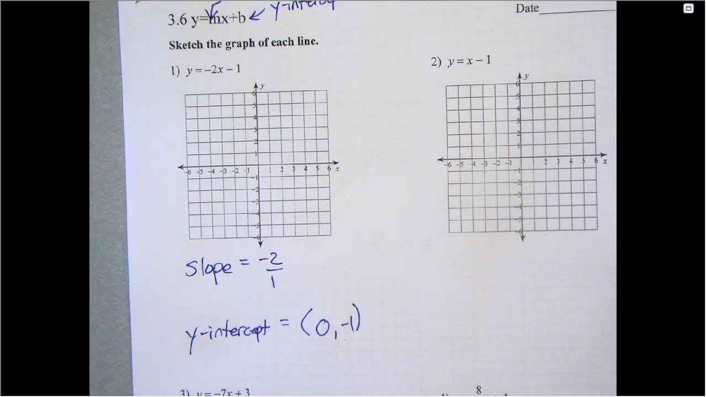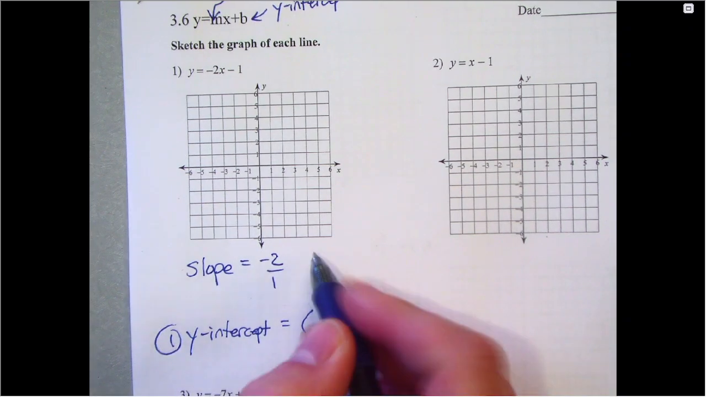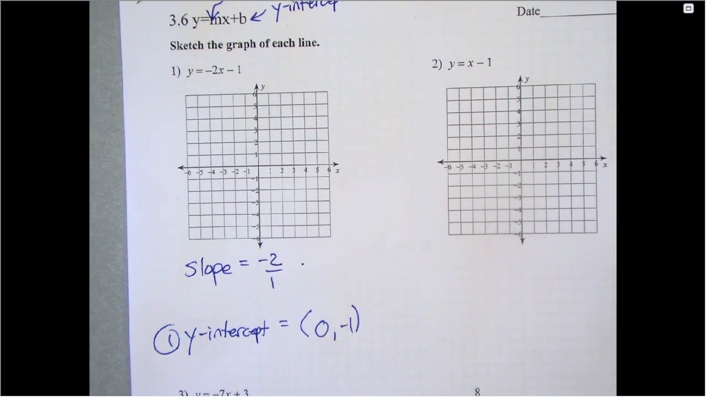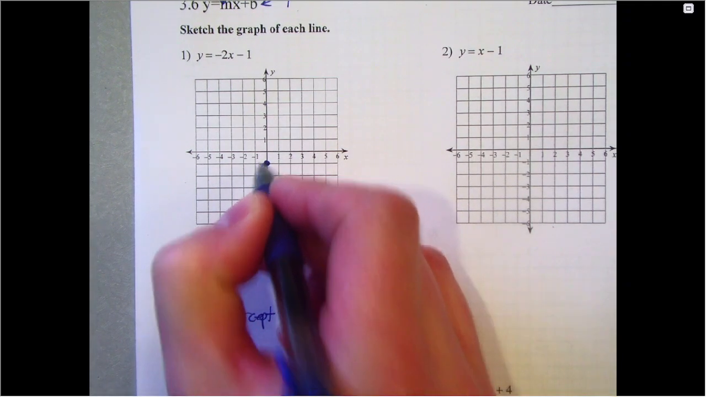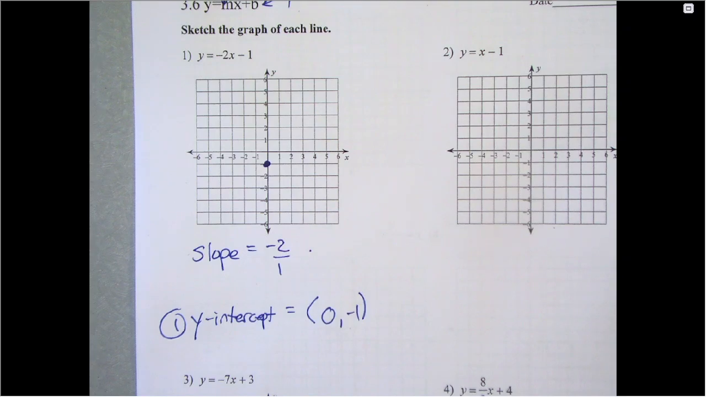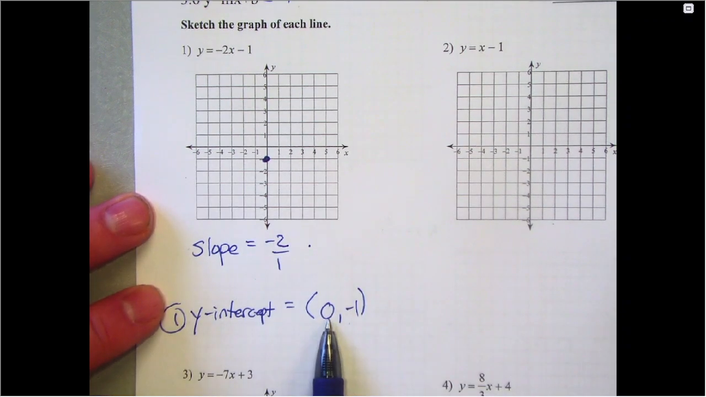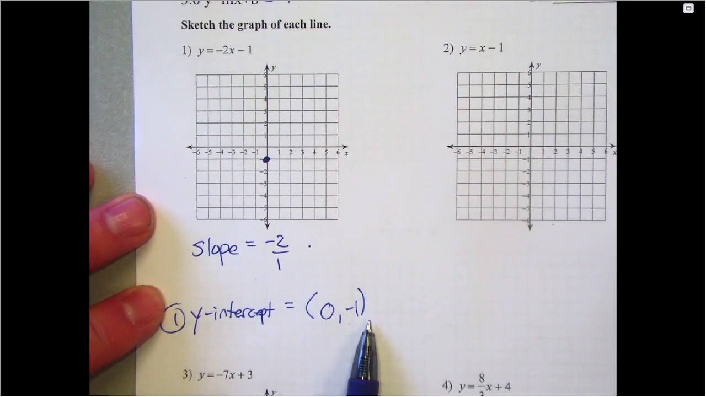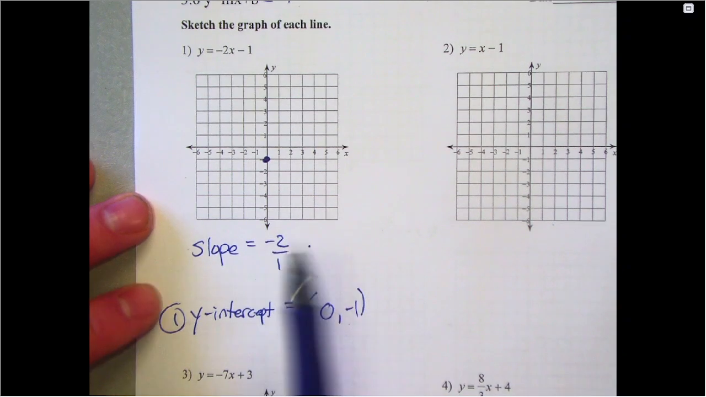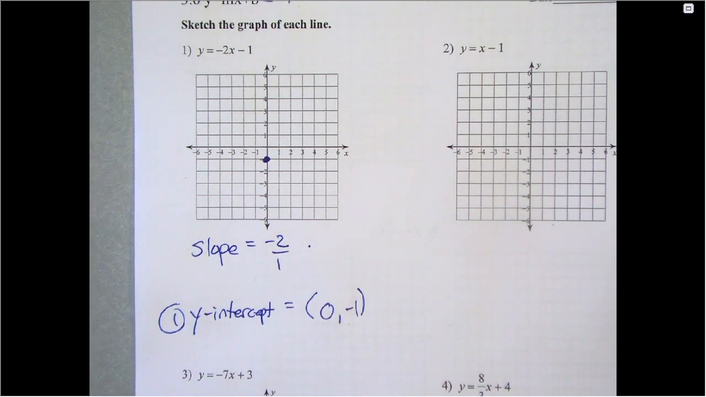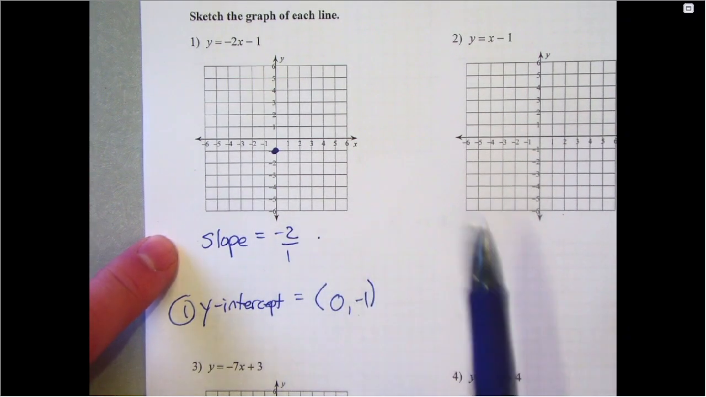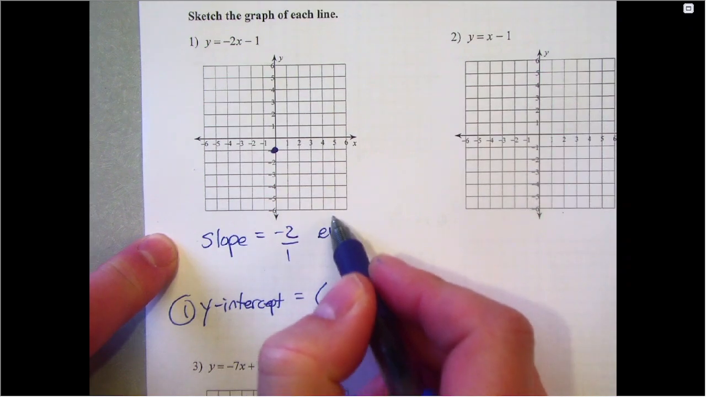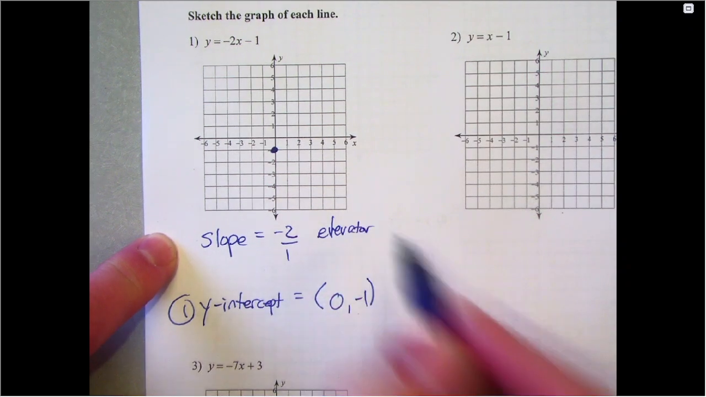So when you go to graph this, you start at the y-intercept, and then you do the slope. So 0, -1 is right there. This can get confusing because when I'm graphing a point, I'm going left or right first and then up or down. But now when I talk about the slope, I'm going to go up or down first and then left or right, so it flips. So the slope is where you get in the elevator. The number on top is like your elevator number. Elevators go up and down.